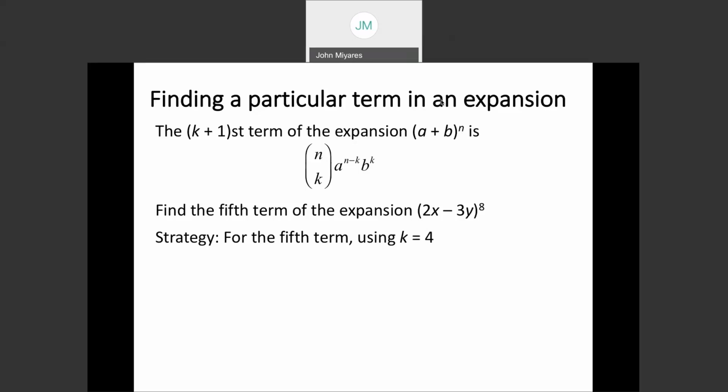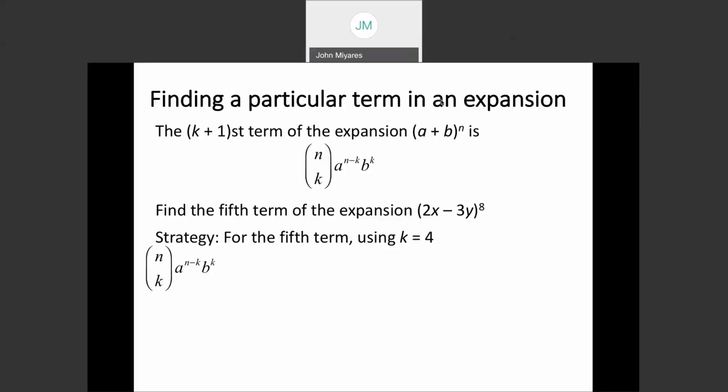From Pascal's triangle's perspective, we would go to row 8 and start reading along until we got to entry 4, remembering that the first entry is actually entry 0. We would look at 1, 8, 28, 56.